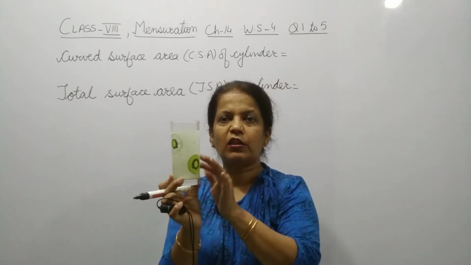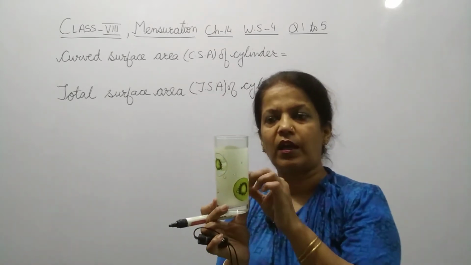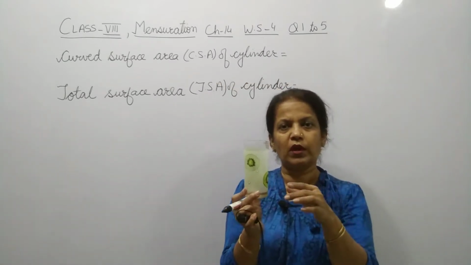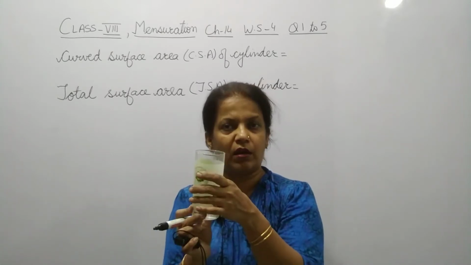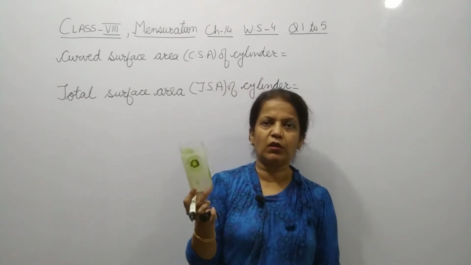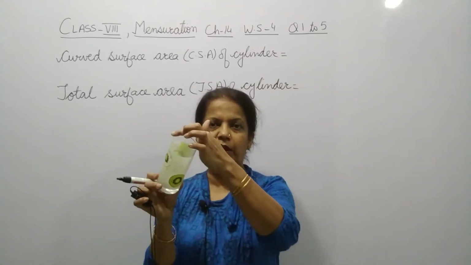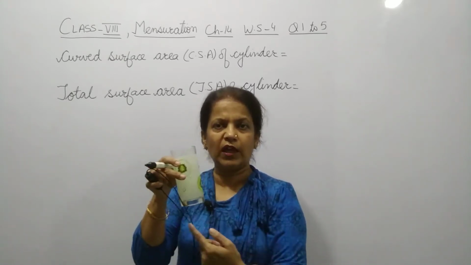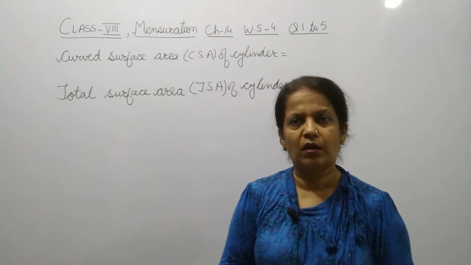Observe this. The sideways part is curved, so we will call this sideways part the curved surface area. In cube and cuboid, we took the sideways part as lateral surface area, and if the sideways part is curved, we take it as curved surface area. The total surface area of this will be the curved area plus the upper area and the lower area.